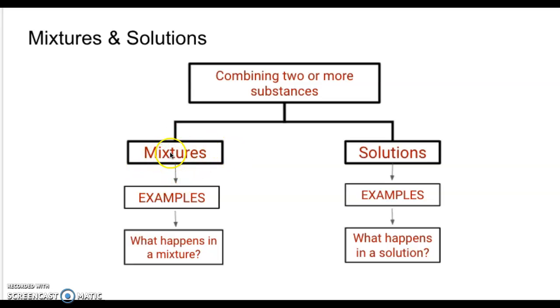For example, in a mixture, a couple of things happen. Number one, all the substances maintain their physical properties. Number two, they can be easily separated. And number three, when you mix them, they just sit there and rest in the bowl. Nothing else, nothing new is created.